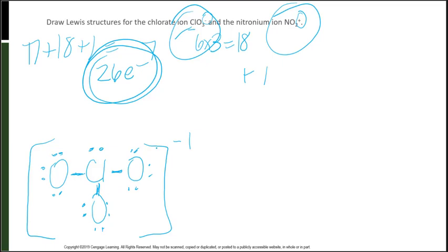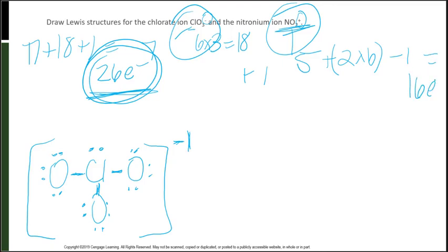We don't need any double bonds. Each oxygen has 8. That chlorine has 8. We should have 26 total, and we have this overall -1 charge. Let's look at nitronium. Nitrogen has 5 outermost electrons. There are 2 oxygens, so 2 times 6, and it's a +1 charge, so it lost an electron, so I'm going to subtract 1. 5 plus 12 minus 1 should be 16 electrons.